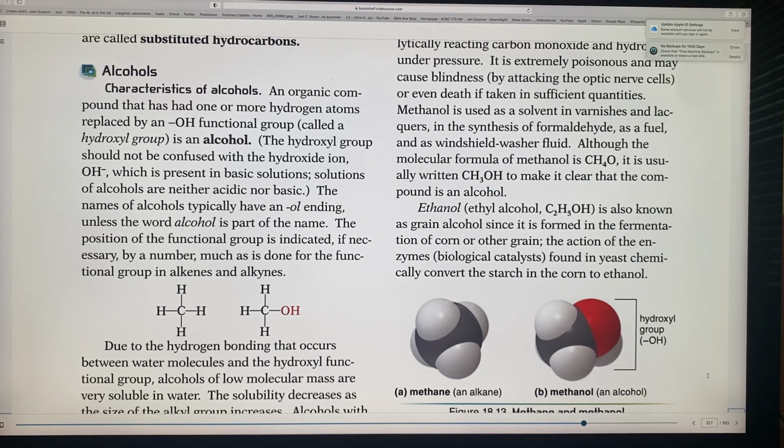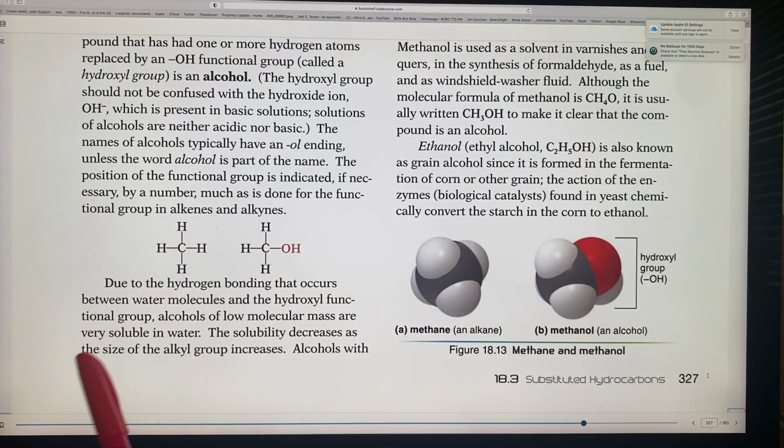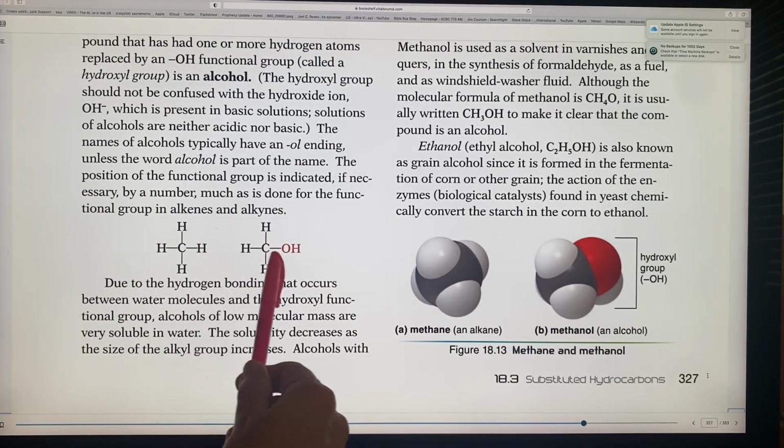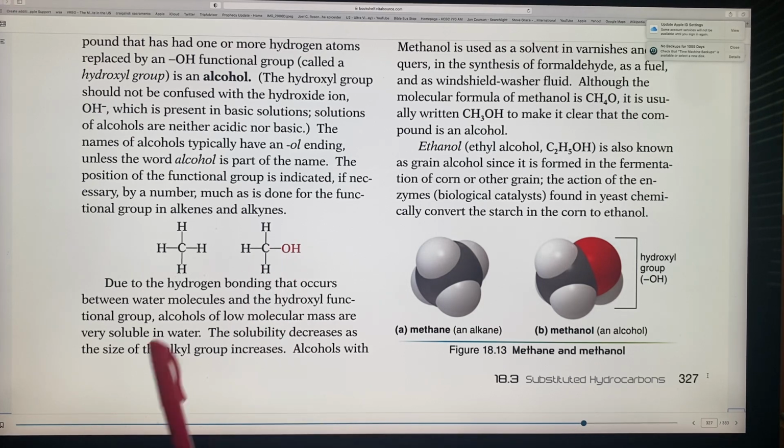The names of alcohols typically have an OL ending. So you'll recognize them by the OL as being in the category of alcohols. The position of this functional group is indicated here, as you can see. You'll see where the hydrogen is. You're going to replace it with an OH and make it into an alcohol.